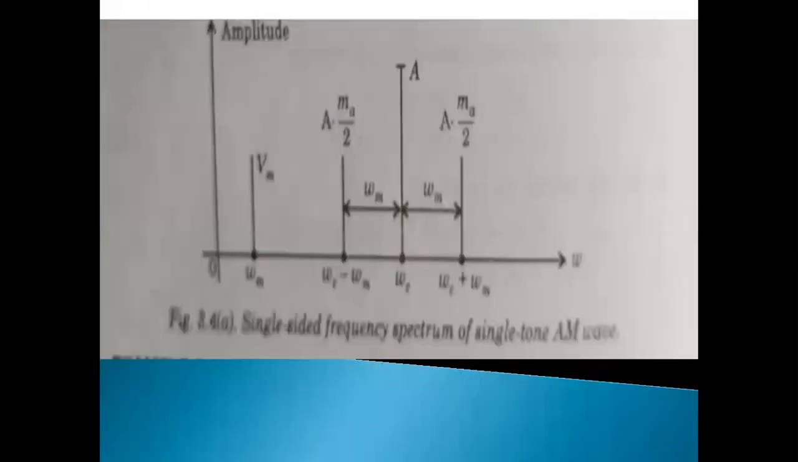This is the single-tone amplitude modulated signal. Now that expression is, from 0 to omega c on the positive side, omega c is the carrier, omega c plus omega m is the upper sideband, and omega c minus omega m is the lower sideband. So the modulated signal is translated with respect to omega c. One is the upper sideband signal, another is the lower sideband signal. The magnitude is mA by 2 each, and the carrier amplitude is A. So these are the spectral components of the single-tone signal.